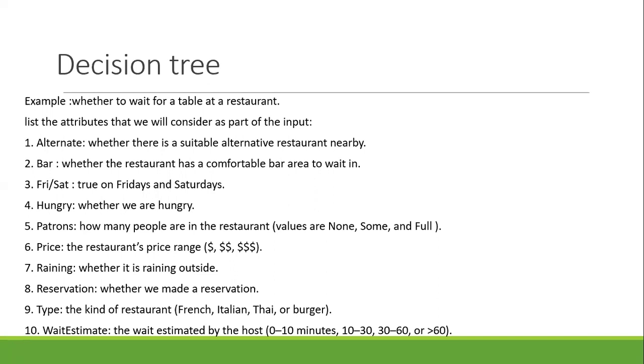If not, the alternate option is whether there is any suitable alternative restaurant nearby, other than this restaurant. Is any other restaurant available nearby? So we are going to check the attribute of alternate. And the next attribute is bar, whether the restaurant has a comfortable bar area to wait in. So we are waiting here, and we are going to think whether the restaurant has a comfortable bar area.